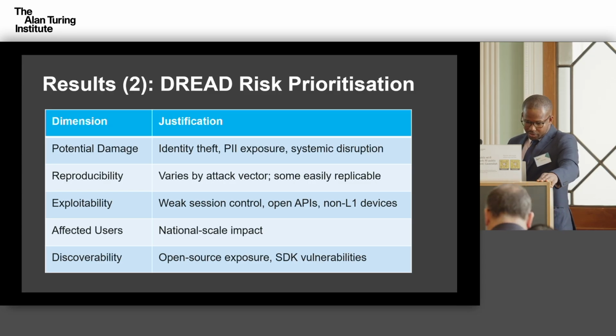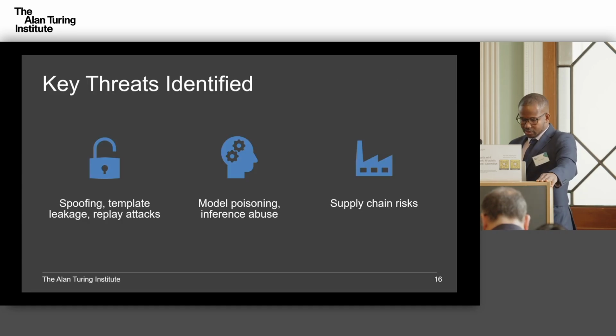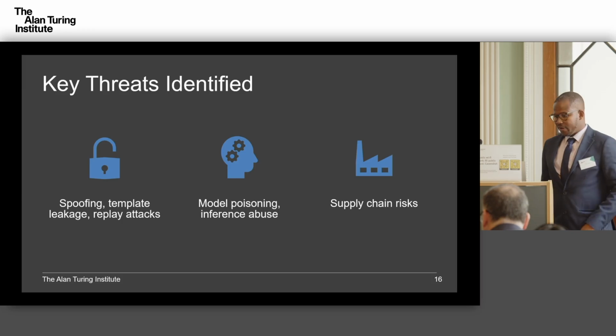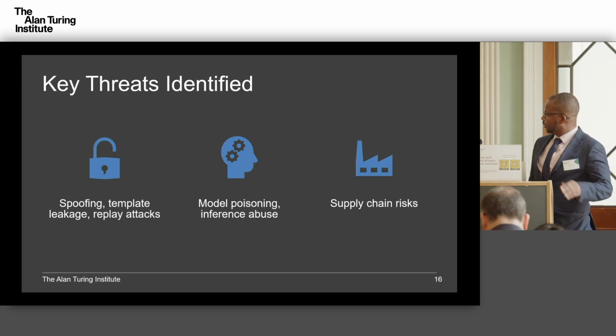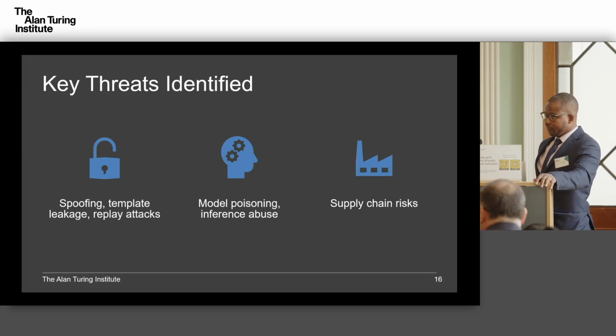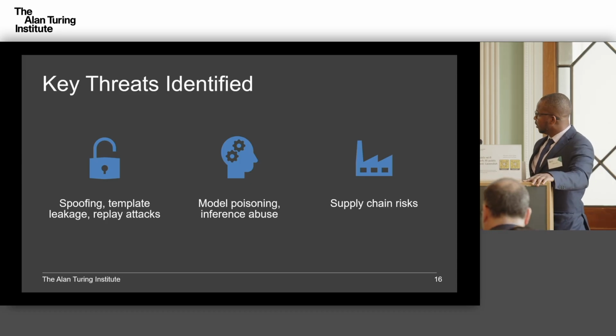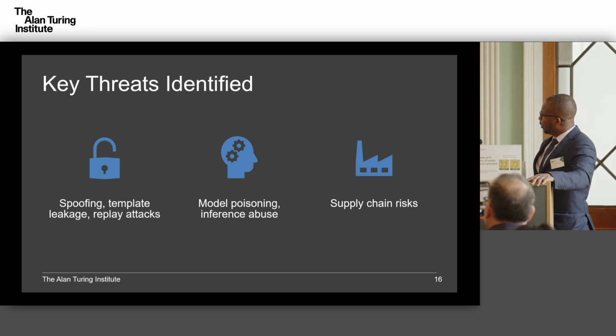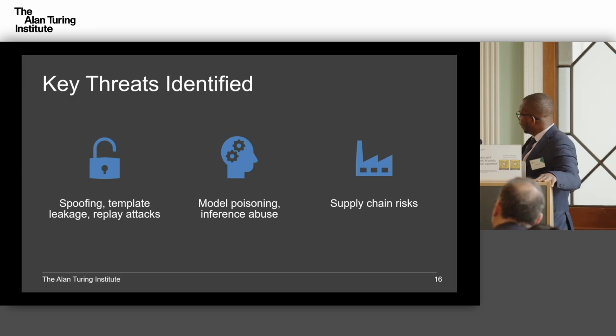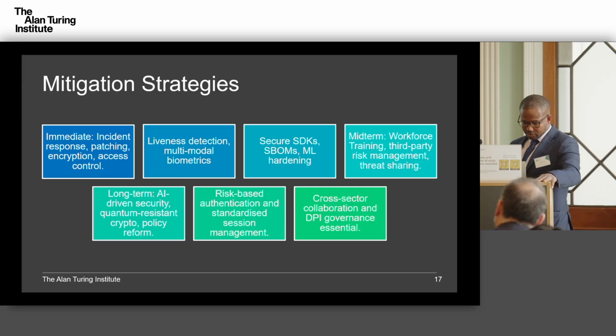In terms of the damage, we realized there were likelihood of identity theft and PII exposure, then systematic disruption. So overall, we realized that some of the key threats that were identified in our work included the spoofing, as I explained earlier on. Then there were template leakages and replay attacks. Then there were also model poisoning and inference abuse. Then the third-party issue clearly indicated that there were some supply chain risks that need to be addressed.